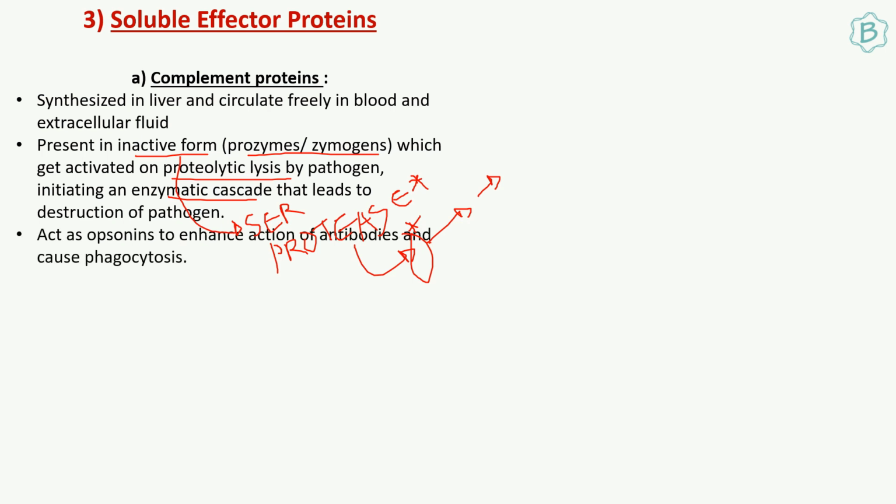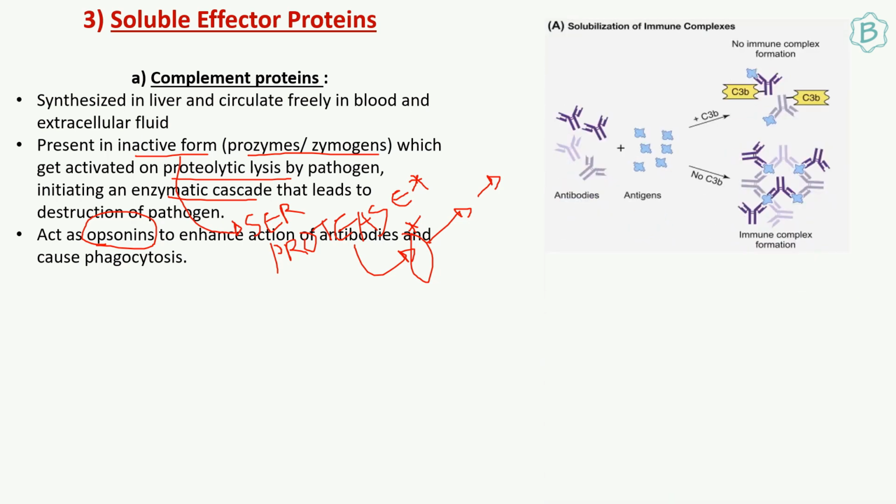Now these complement proteins act as opsonins and take part in a process called opsonization. We'll see how that works. In this diagram, this is the first case of how opsonization takes place. Your antibody is recognizing a specific antigen which is present in your blood. Now, C3b is one of the many types of complement protein. If it manages to bind to your antibody-antigen complex, your C3b will bind over here to the antibody.